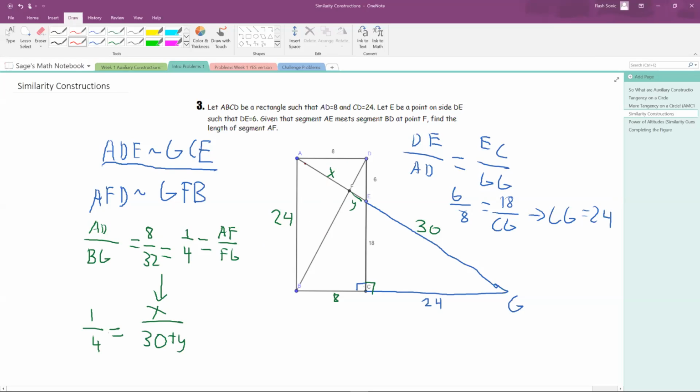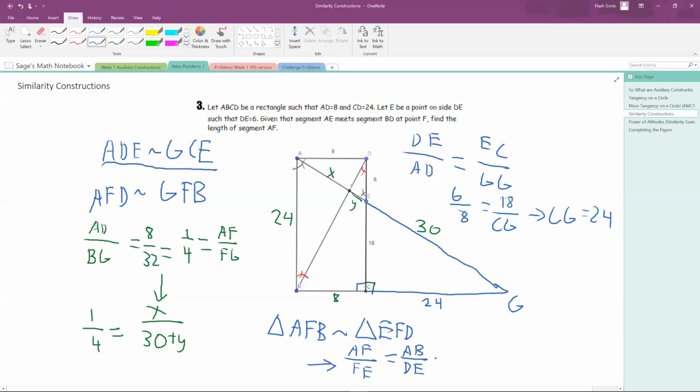We can see this because lines AB and DE are parallel, so this angle is equal to this angle, and this angle is equal to this angle. As a result, triangle AFB is similar to triangle EFD. And from here, we can use our length ratios to get that AF to FE is equal to AB to DE.